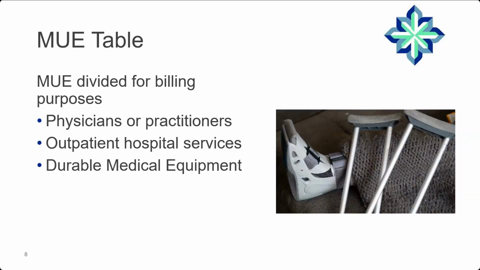MUE has three sets of edits. The first one is for physicians and practitioners, just like we defined above. The second one is for outpatient hospitals, just like we defined above. And the third table is actually for durable medical equipment. We will not be looking at the third table because we do not process claims for that. Therefore, we will not be offering advice, answering questions, or looking at that table. The other two we do, and so therefore we can look at the information within it, and CMS allows us to speak on those.